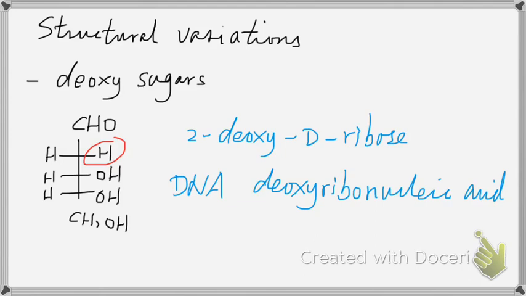And the 2-deoxy D-ribose is one of the components for DNA. And the DNA is the abbreviation of deoxyribonucleic acid. So now you know the difference between RNA and DNA. It's just one H to replace the OH on carbon 2 in ribose. All right.